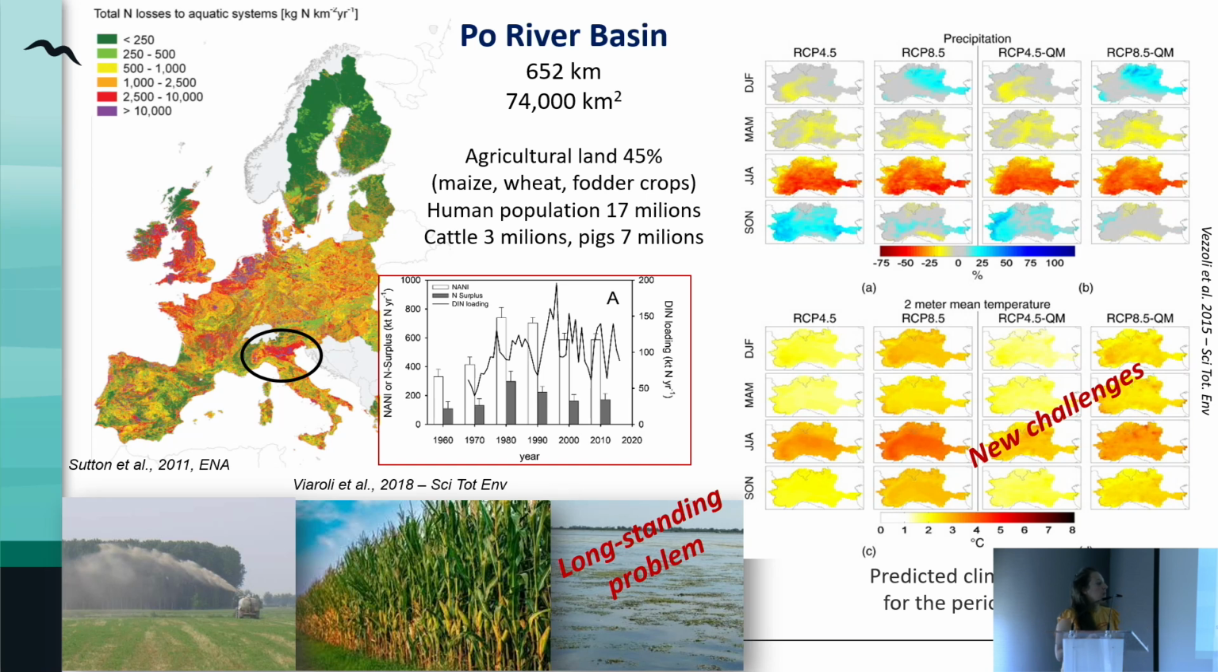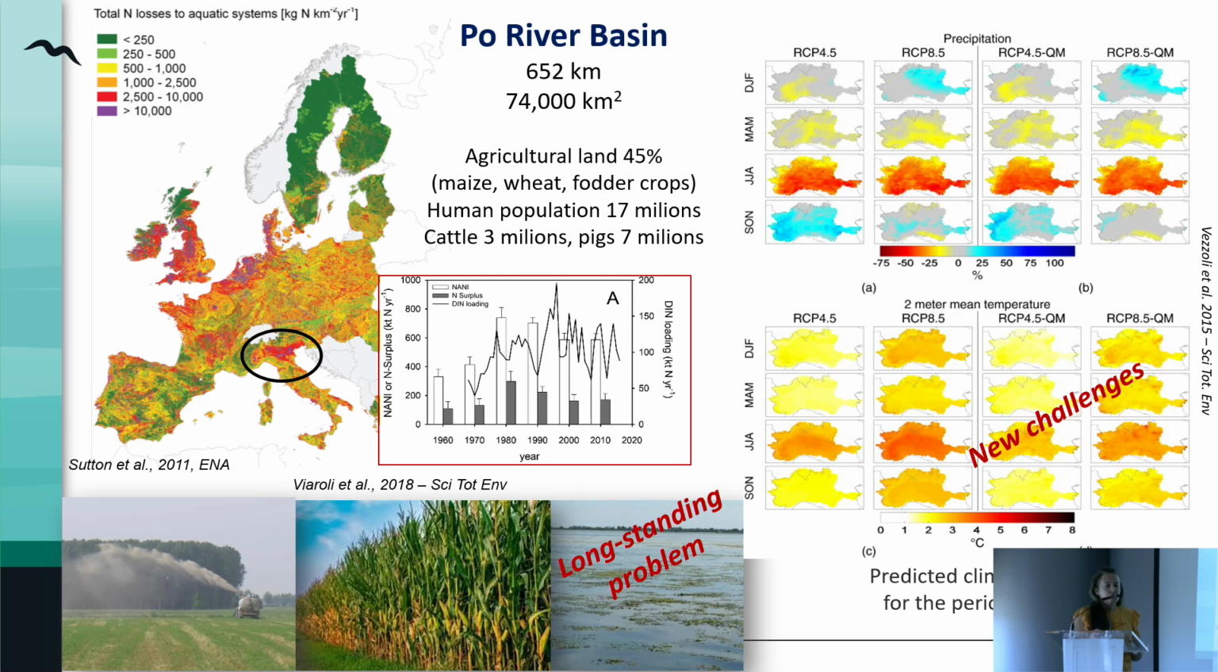Our study area, the Po River Basin, occupies about a quarter of the national territory in Italy, and it is also a strategic area for the national economy because it accounts for about 40% of the national gross domestic product. It is a very intensely agriculturally exploited and densely populated area, and as a consequence, also a hotspot of eutrophication and nitrate pollution, long-standing problems that now overlap with new challenges, for example, climate change.